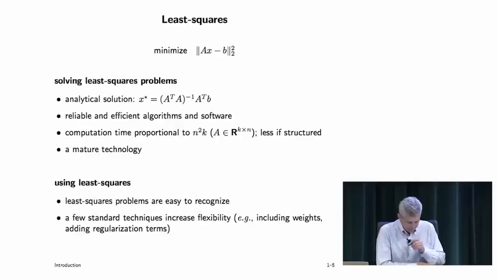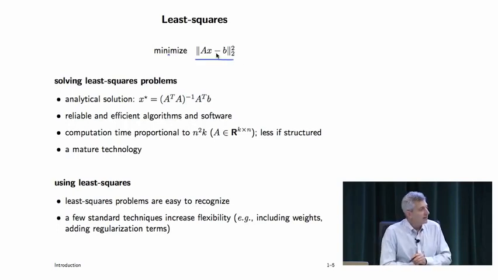So let's look at least squares, just to see what one of these things looks like. It's a very simple problem. It says, minimize the 2-norm squared of Ax minus b. The variable is x. You have to say what the variable is. And A and b are data or parameters, meaning they tell you what a problem instance looks like, and you have to specify them before you have a problem instance, and then you solve it.